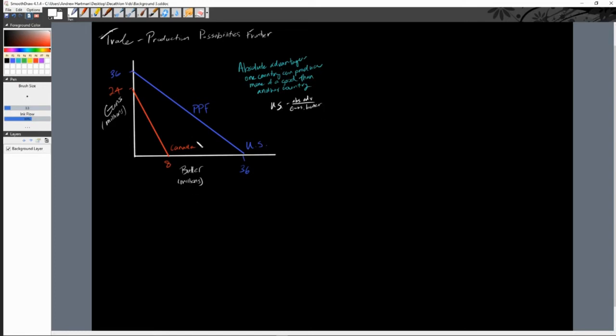So that means that based on absolute advantage alone, the United States should not engage in any exchange with Canada, right? That would not be to their advantage because they have the advantage in these two goods. All right, so the U.S. would never trade in this particular case, right?